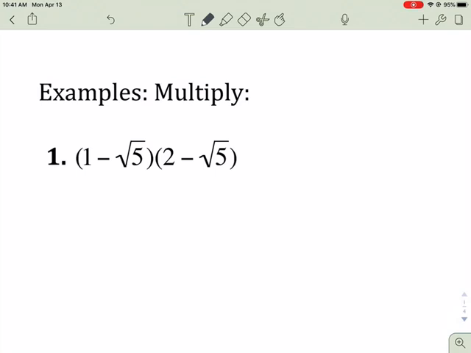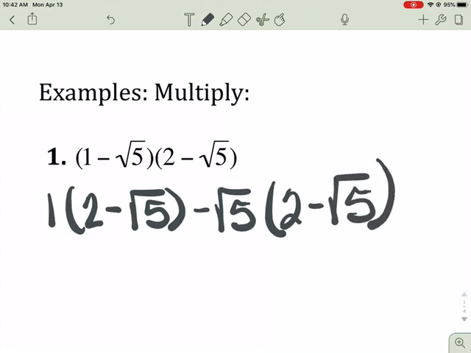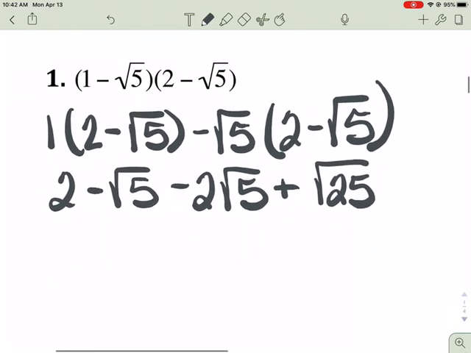I'm going to do split distribute, which means I'm going to take 1 times 2 minus the square root of 5, and then negative square root of 5 times 2 minus the square root of 5. I'm going to distribute the 1, so that's 2 minus the square root of 5. Then I'm going to distribute the negative square root of 5. Now remember, 2 and square root of 5 are two different types of numbers, so it's just going to be negative 2 square roots of 5. And then negative square root of 5 times negative square root of 5 is a positive square root of 25, because they're both like radicals. They both have the same square root, so I'm allowed to multiply the numbers underneath, or what we refer to as the radicand.